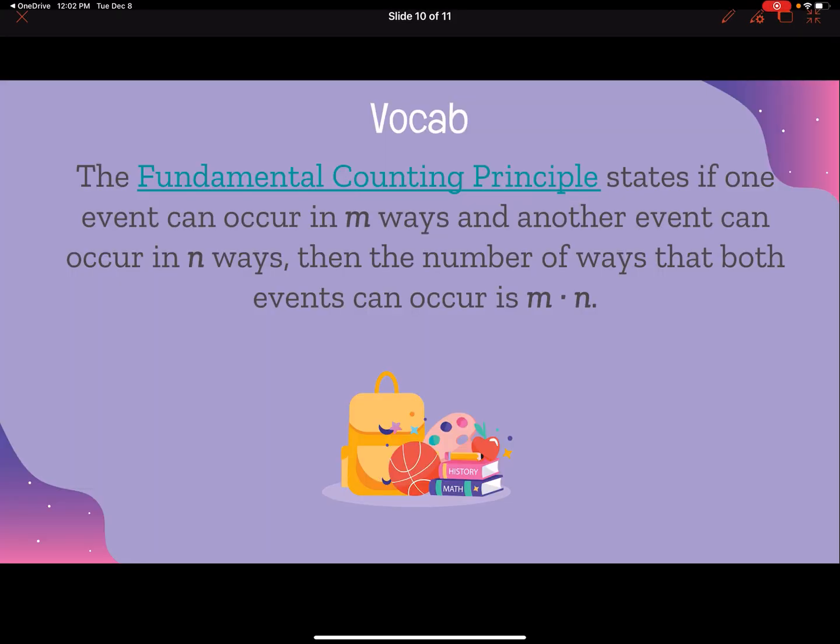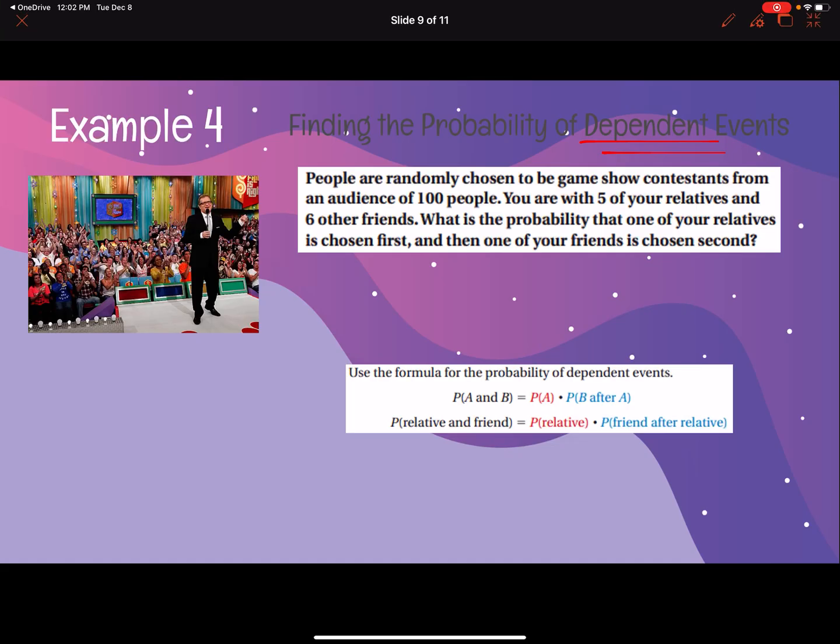So we have 100 people. That's going to be important. That's going to be our total. 5 of your relatives and 6 other friends. Now, the probability that we're asking to find is one of your relatives is chosen first, then one of your friends is chosen second. Use the formula for the probability of dependent events.